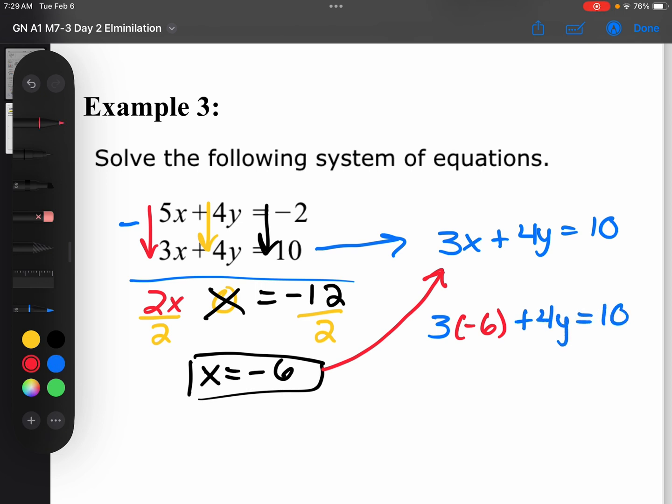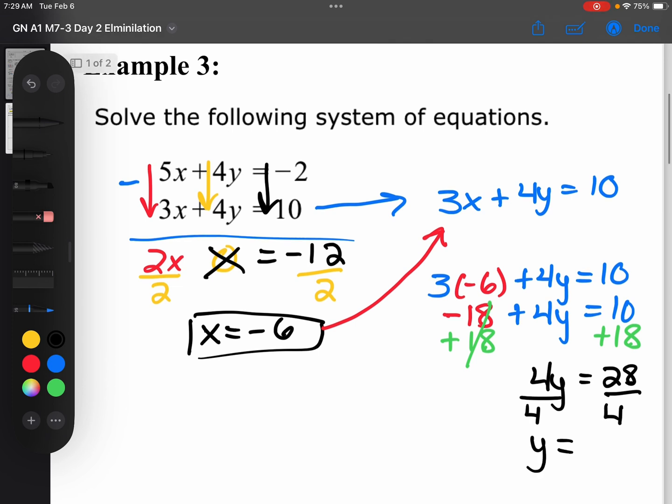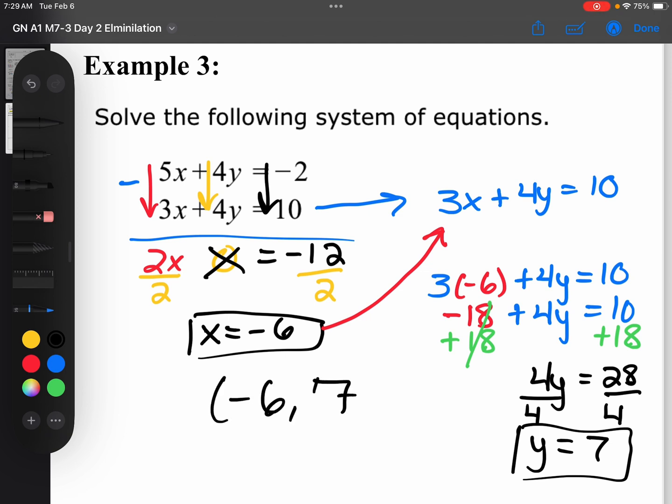And I'm just going to multiply it out here. 3 times negative 6 is going to be negative 18 plus 4y is equal to 10. Keep going. I'm going to add 18 to both sides to solve for y now. Those are going to cancel out. And then you get 4y is equal to 28. And then last step here, divide by 4 to solve for y. y is equal to, I believe it's 7. Yes. y is equal to 7. So as a coordinate, x comma y, negative 6 comma 7. Boom. Okay.